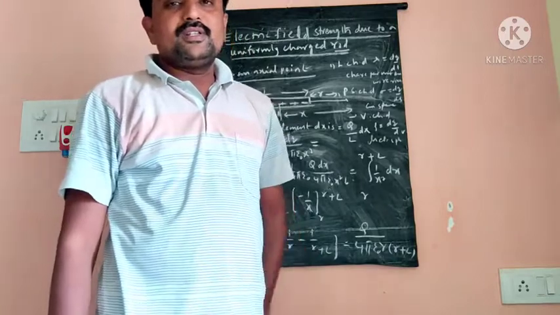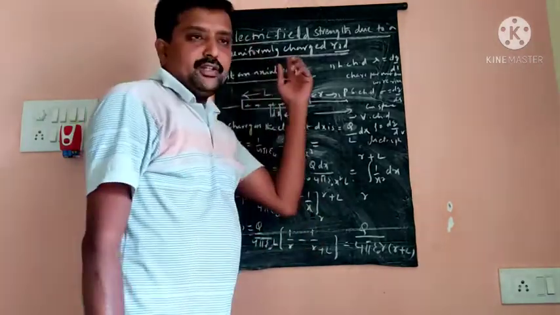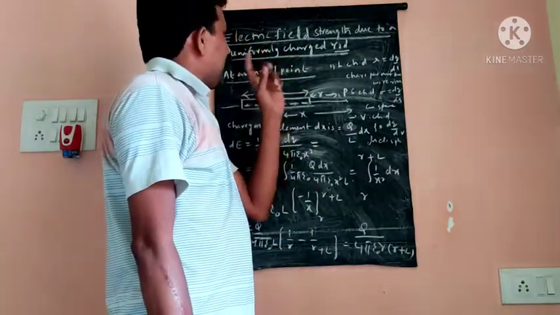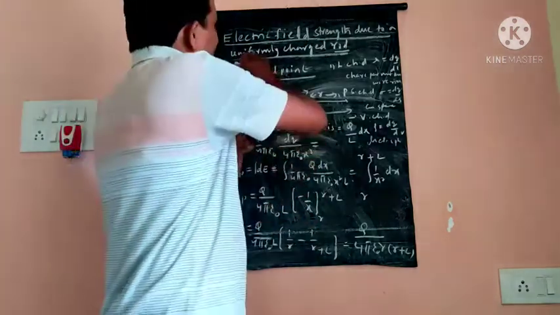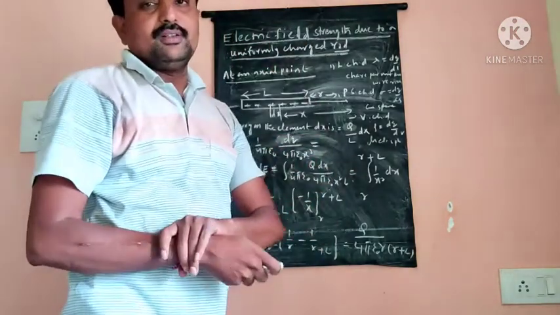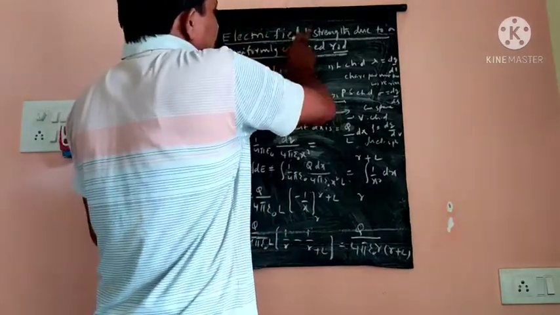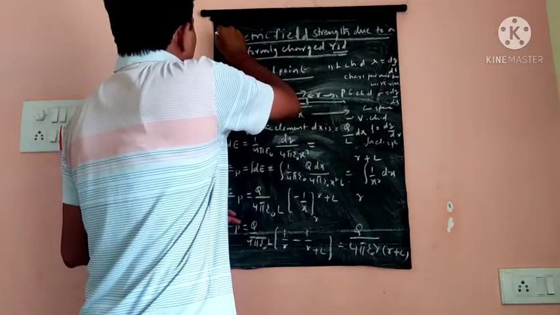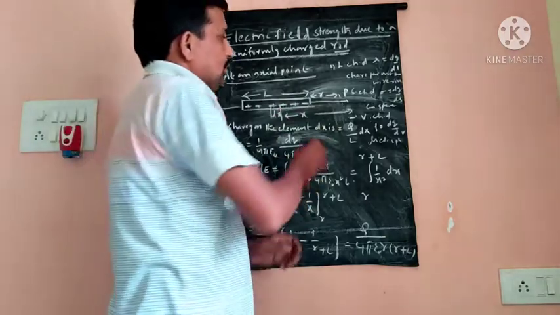Good afternoon, students. In the earlier class we discussed the intensity of the electric field and the electric field intensity due to one point charge, and applications of field strength. Today we are going to explain the electric field strength due to a uniformly charged rod.